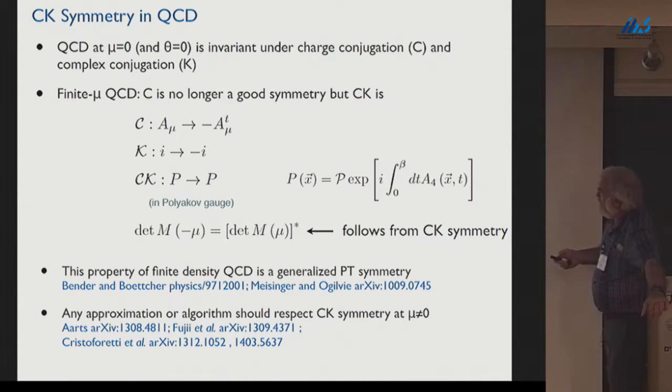And so if you look at this Polyakov loop, you see that CK turns P into P, because the i and the minus i cancel out, and the transpose turns out to be harmless because we're always taking traces. And from this fundamental result, you can derive this result from CK symmetry. It was originally derived using gamma matrix techniques, but it actually follows from this symmetry.